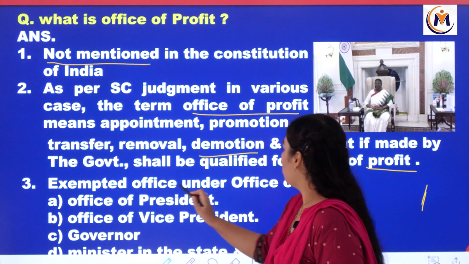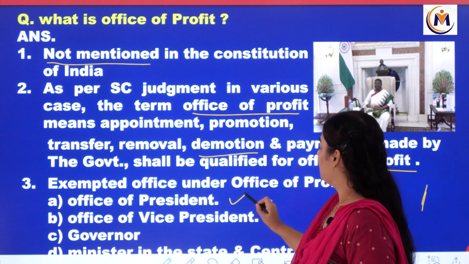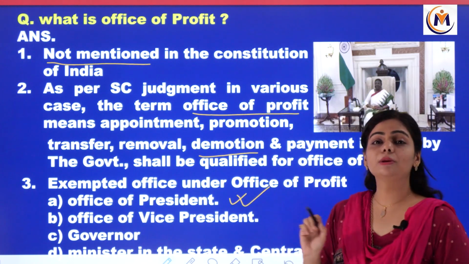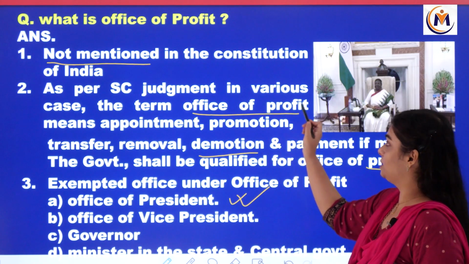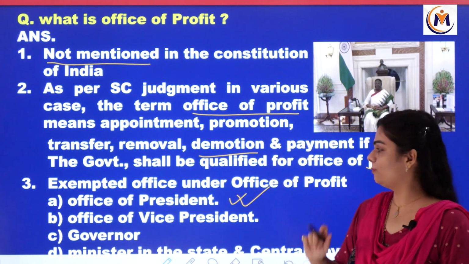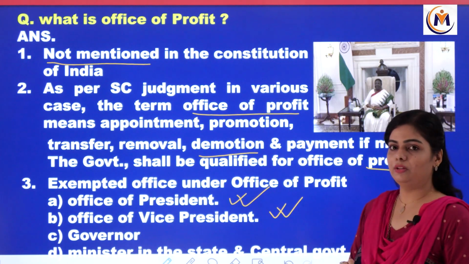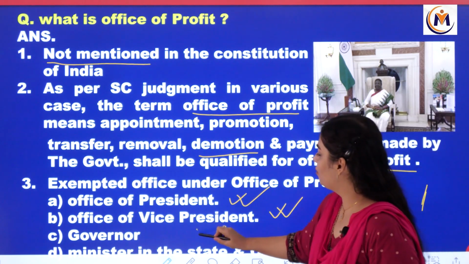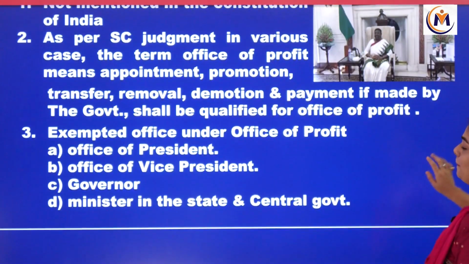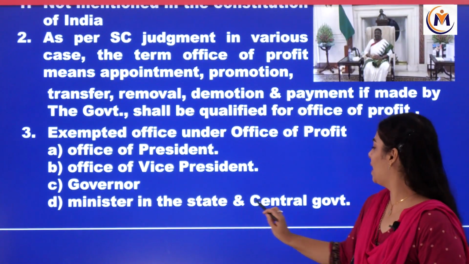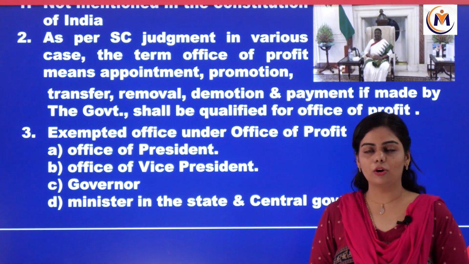So, exempted office under office of profit. The first is the office of the president. So, the office of the president is exempted or kept out of this very category, office of profit. The next comes the office of vice president. The next comes the office of governor, and lastly it is minister in the state and central government.